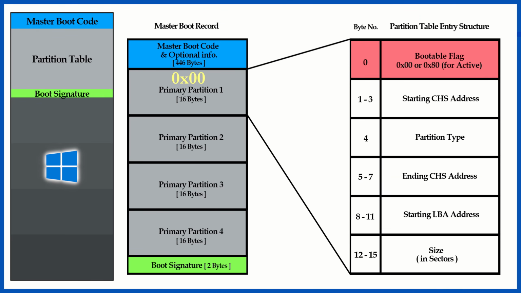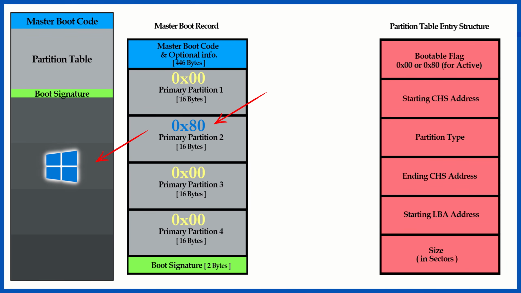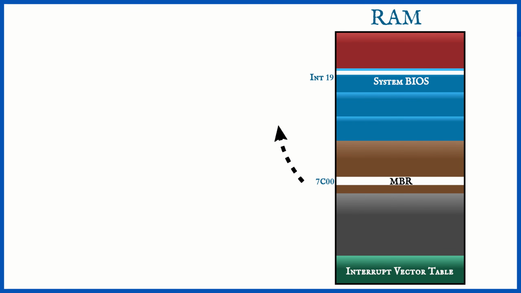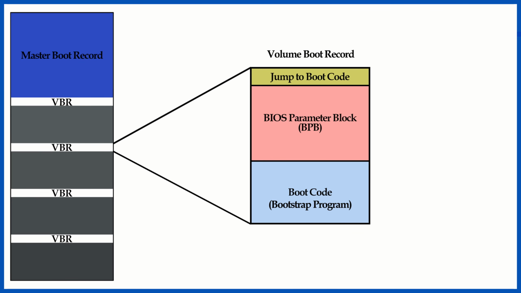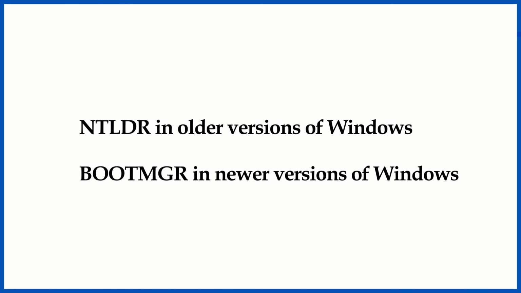The MBR checks all the partition table entries to locate the primary partition. The MBR relocates itself to some other location in RAM during its execution. So when it finds the primary partition, it then loads the partition boot record at 7C00 and passes control to it. The partition boot record locates and loads the NTLDR in older versions of Windows or the bootmgr in newer versions of Windows. It looks for it in the root directory of the partition. If it does not find the bootmgr file, it displays a message saying, bootmgr is missing. If it finds the boot manager, it loads it in RAM and hands over control to it.